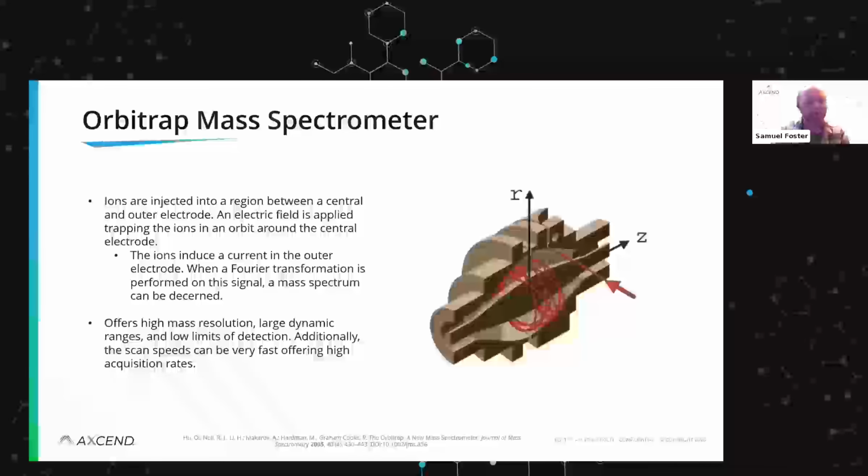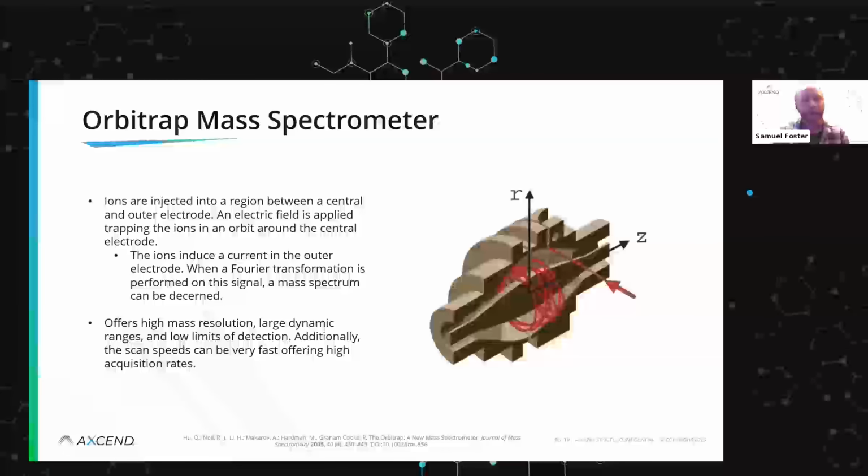Another one is the Orbitrap mass spectrometer. So this is a sort of newer type. It's on the costlier side. It's a very high mass resolution and very high speed system. In this case, ions are sent in to orbit a central electrode.